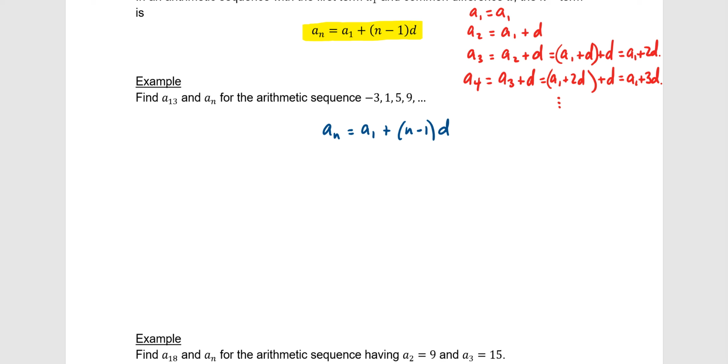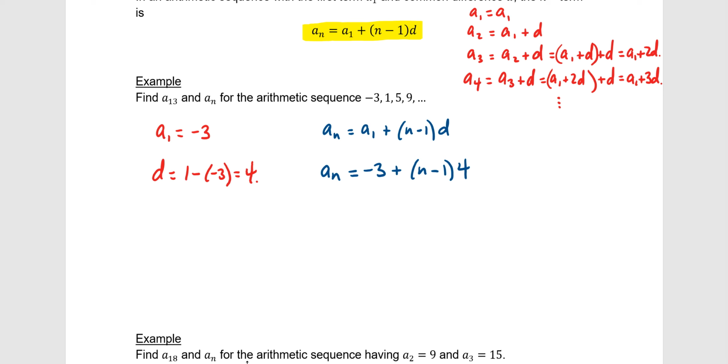A sub 1 is the first term, which is -3, and d we find by just subtracting successive terms. So in this case, we can use 1 minus -3, and we get positive 4. So it's just how much they are increasing for each term. So once we have these, all we have to do is fill it in. A sub n equals -3 plus n minus 1 times 4. So there is our a sub n.